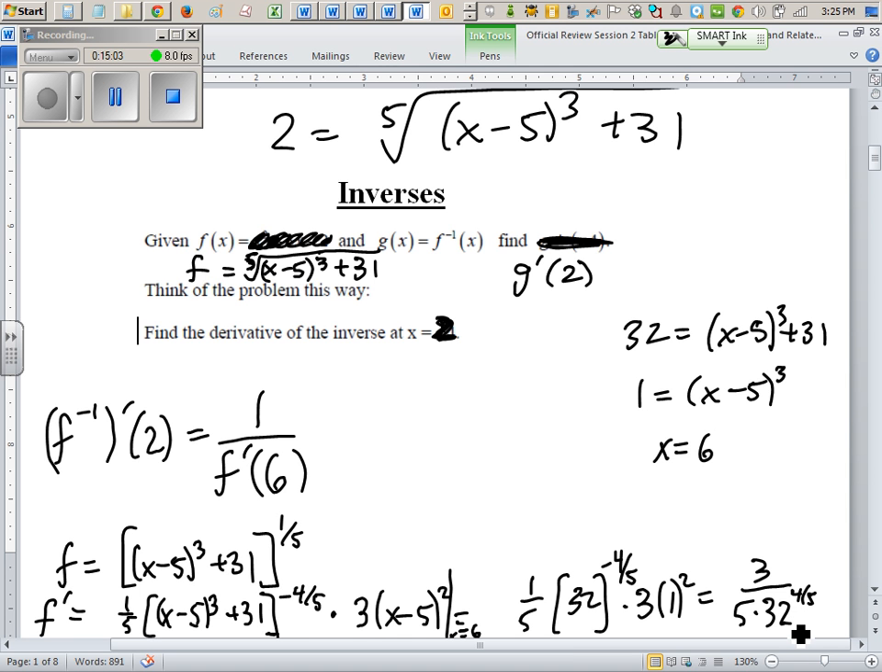You do not need a calculator. The 1/5 power of 32 is 2, and 2 to the 4th is 16. So it's really just 3 over 5 times 16. In other words, 3/90ths, or 1/30. So this is just 1/30, if I'm not mistaken.